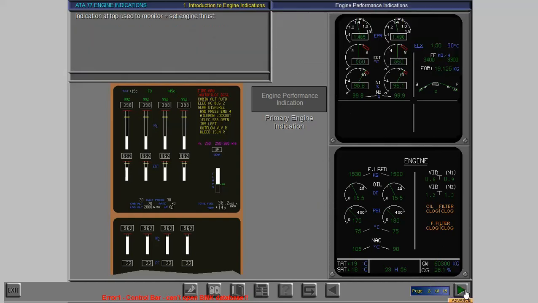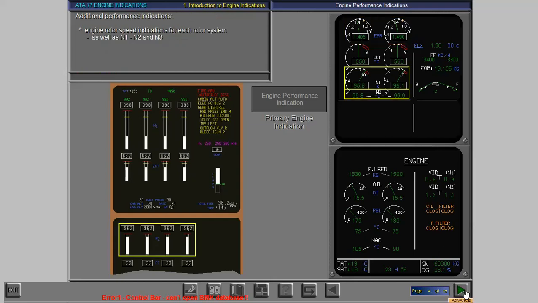This segment looks at general aspects of the primary engine indications. You will learn the details of the subject in later lessons. The indication which is always located at the top is used to monitor and set the engine thrust. Because it is not possible to measure the thrust directly, there are two different indications which give an equivalent value. This is either the rotational speed of the fan, called N1, or the engine pressure ratio.